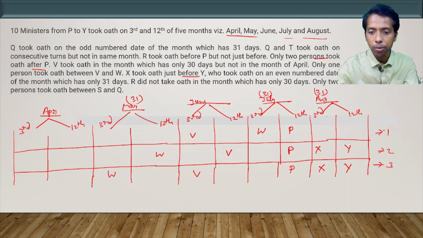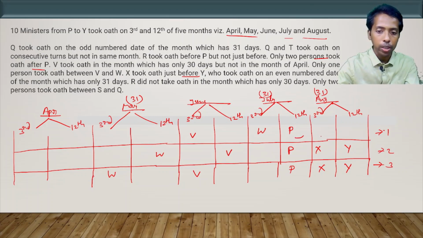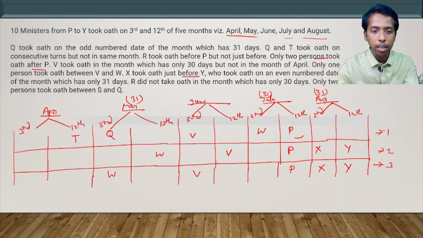So if I take Q is on 3rd of August, there is no place for Q, no place for T, because T should come then at the 12th of July, which is already occupied, right? So this is not the case here. So Q can come only here and T is at this place. Now we can put the data X and Y. So this is here X and Y, right?